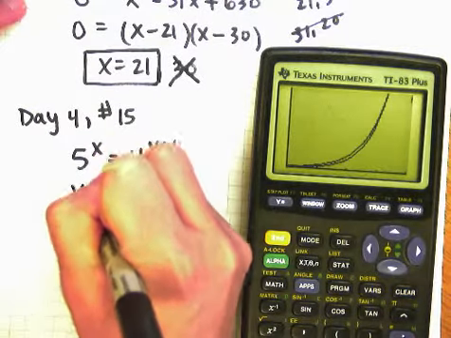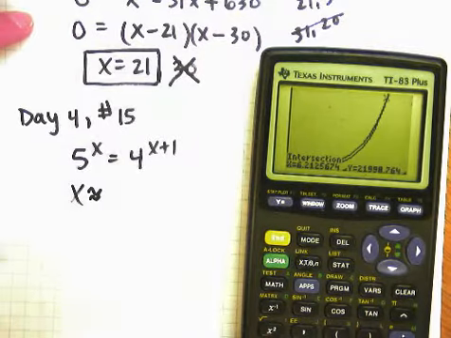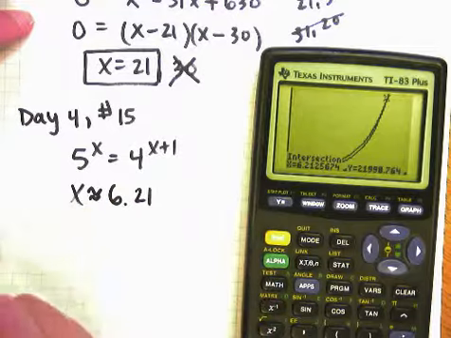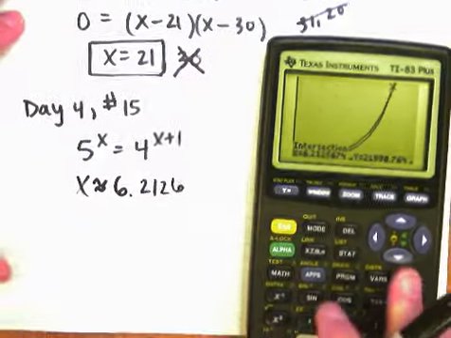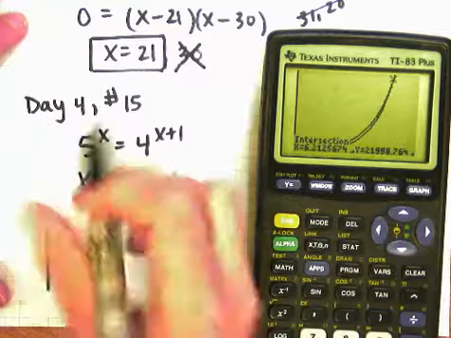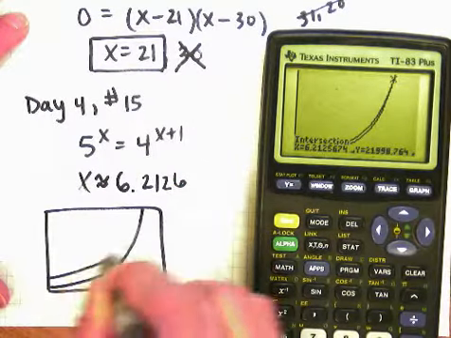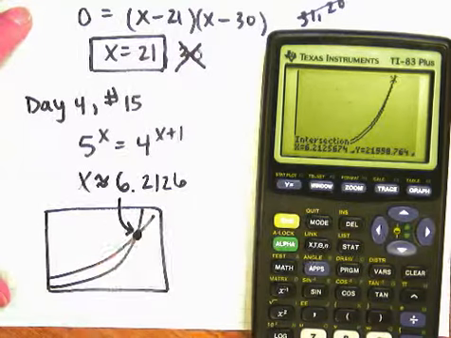I get x is approximately 6.21, let's go to 4 decimal places, so 6.2126. And then to show my work on a problem like this, I would draw a picture of the graph. I would sketch one curve and then the other curve, and I would label that intersection point just to show how you got the answer.